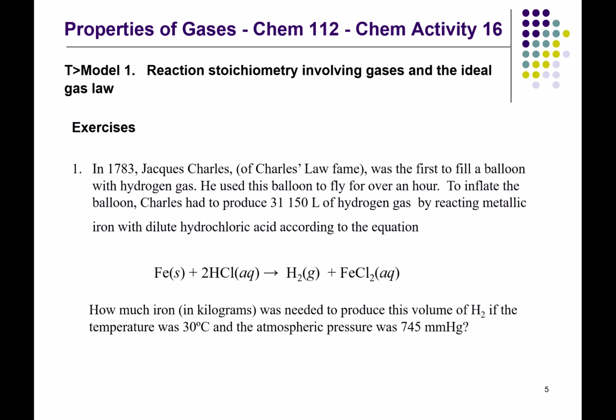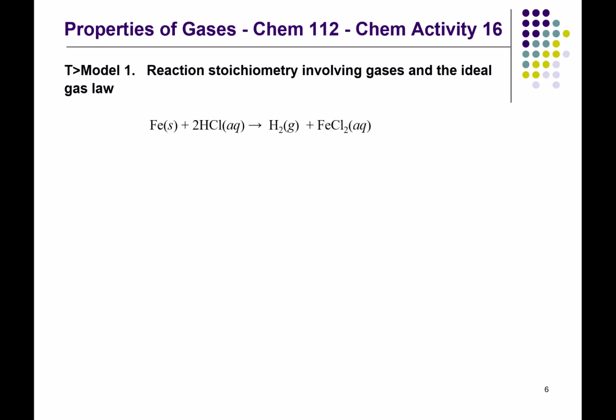Again, this is typical stoichiometry. So here's our balanced equation. What do we know? We know what volume of gas we're trying to produce. We're trying to determine what mass of iron in kilograms would be required. And we also know the temperature and pressure conditions.